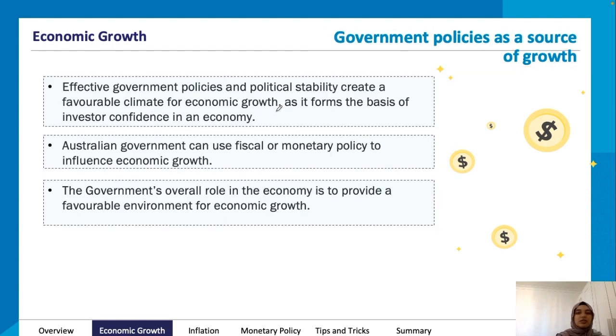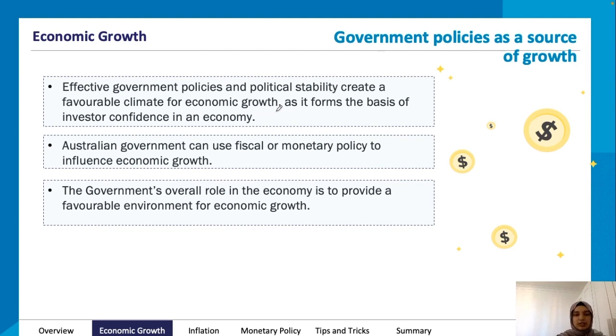Government policies as a source of economic growth for Australia. Effective government policies and political stability can create a favourable climate for economic growth because investors will feel confident in the economy. They think, Australia's doing well, they have great policies, they're really stable politically, so I feel safe investing my money into Australia and I feel like I will get a return.